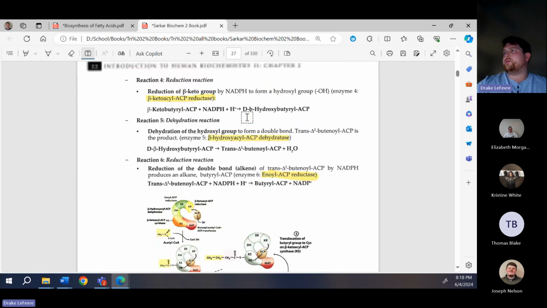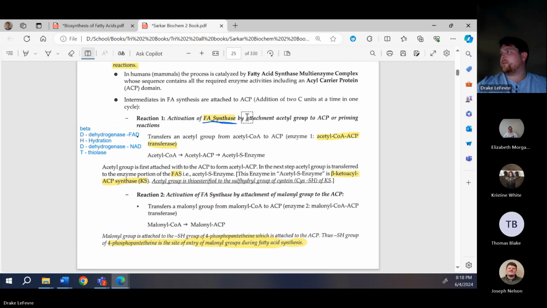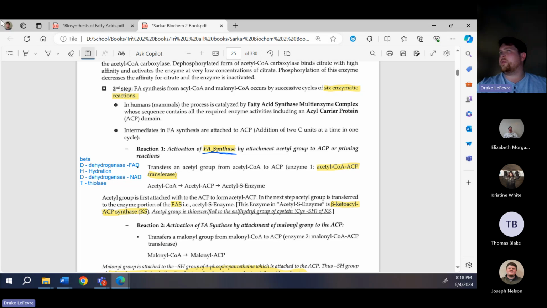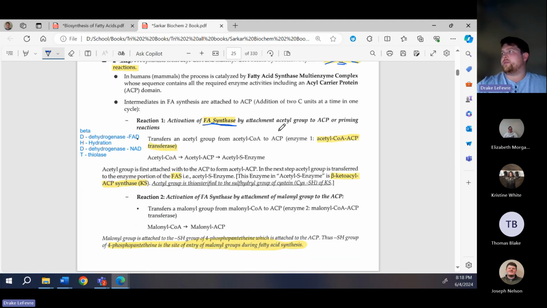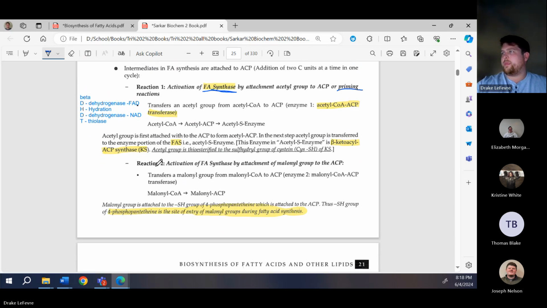I want to check, because there's supposed to be... I don't like the way this is all worded. 6 enzymatic reactions. It doesn't tell us what these are specifically called. So we'll go like this. We'll say priming, attaching.